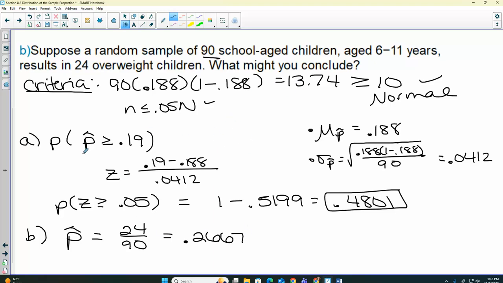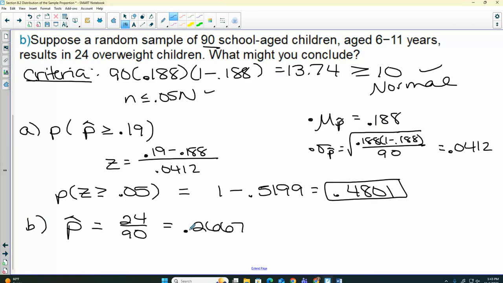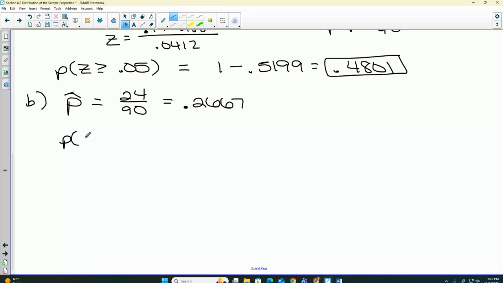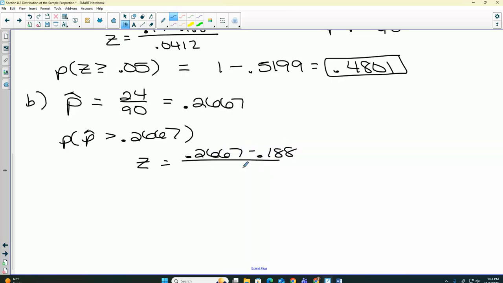We want to decide if this is unusual or not. Would I expect more or less than this? My population proportion was 0.188, so I expect less. If I find the probability of being smaller than that, will it give me anything significant? No. So to really check if this is unusual, we need to find the probability that it's greater than that. So we need our z: our value minus the mean divided by our standard deviation.